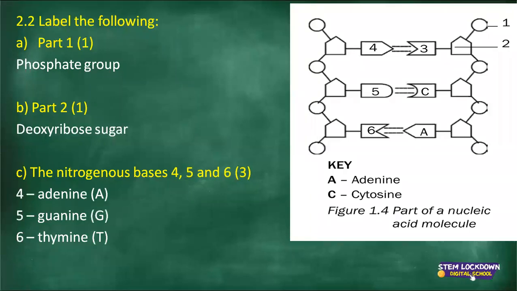All right. So we know that adenine alternates with thymine, and then cytosine alternates with guanine. All right. So I hope your answers are right there. Let's move on to the next activity.